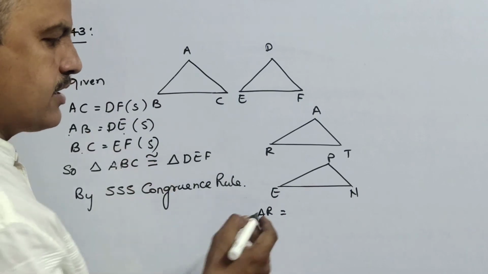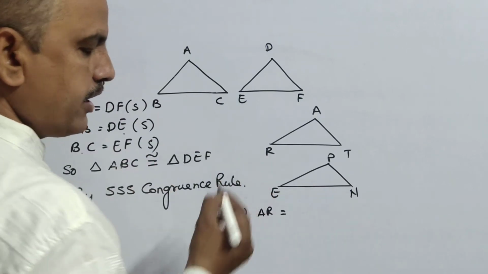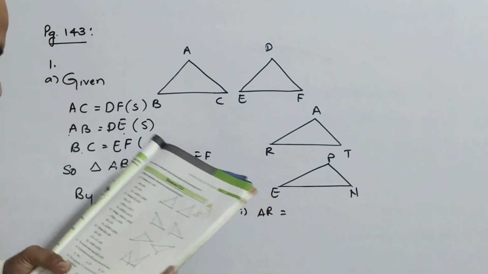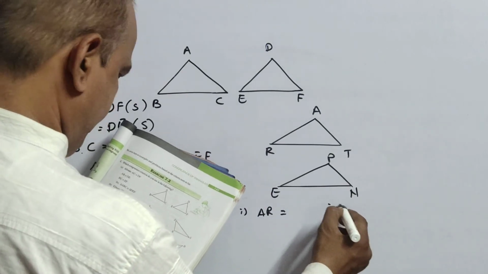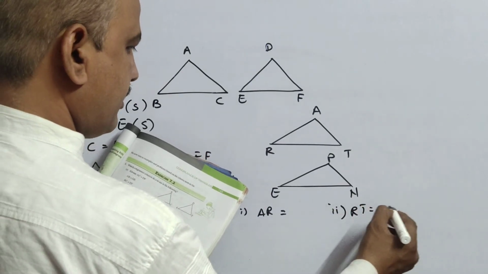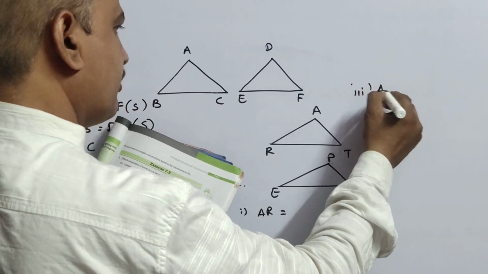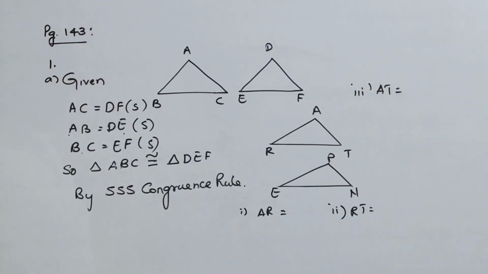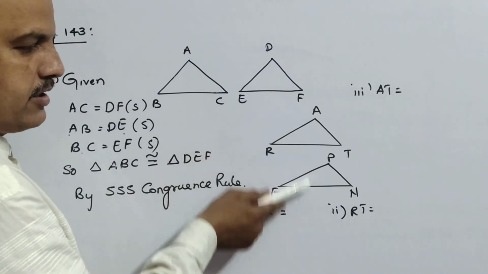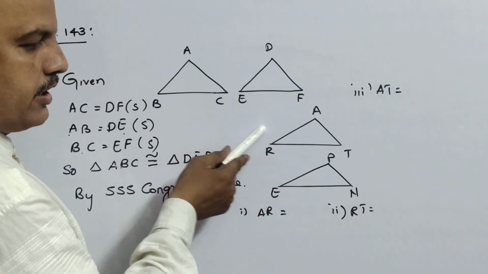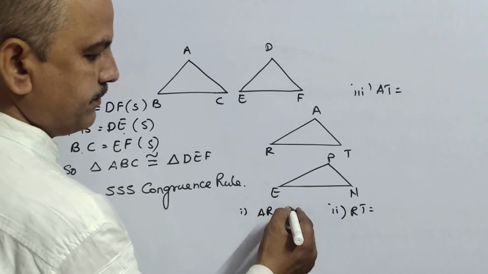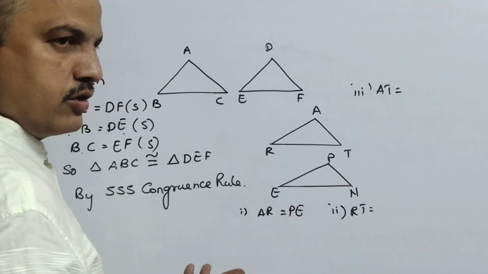Now only we have to answer. The first one is AR equals to dash. Second one is RT equals to dash. And third one is AT equals to dash. That means he has given like that. AR means, see, compare these two triangles now. AR equals to PE. You have to write this answer, that's all.